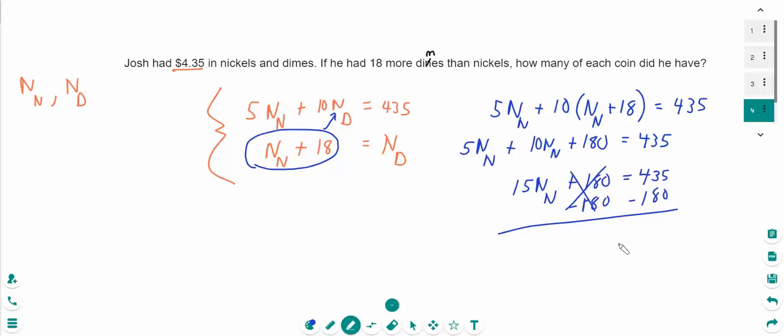And if we do that, the 180s disappear. We have 15 n sub n is equal to 255, if I did that right. That looks right. Okay, and then we need to divide out. So we take this side, divide it by 15, as well as the other side, and we end up with n sub n is equal to, what's 255 divided by 15? Well, let's do it out here.